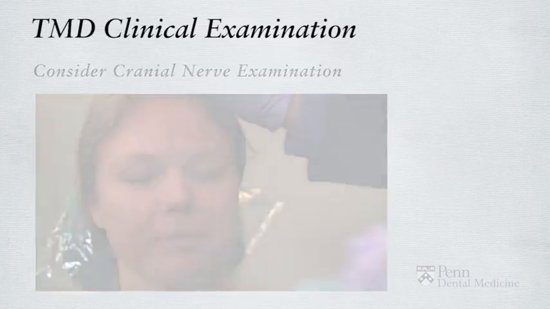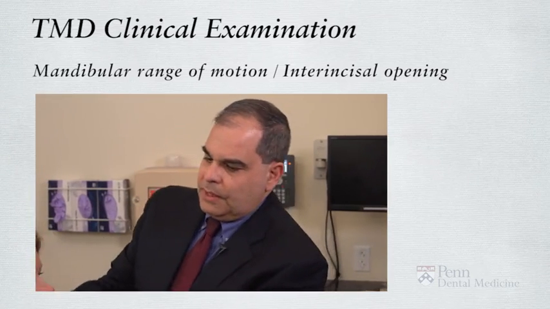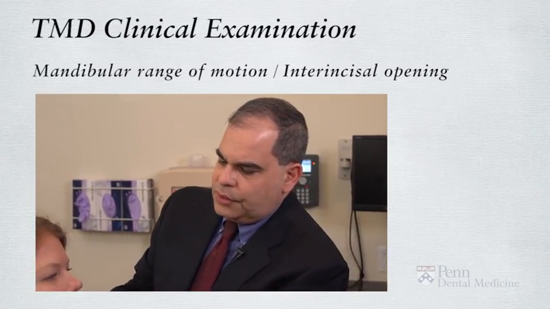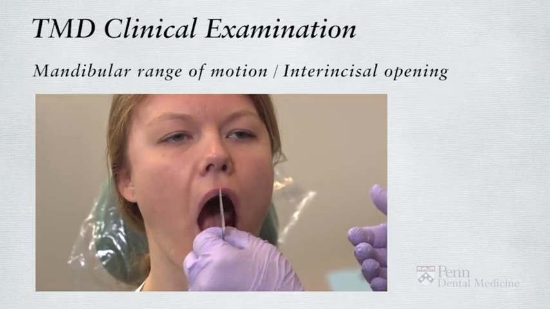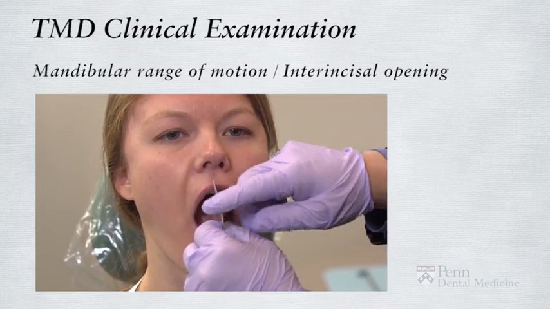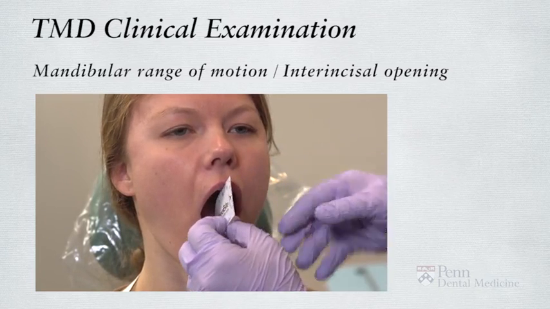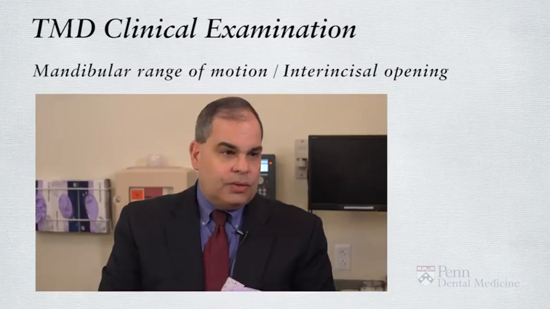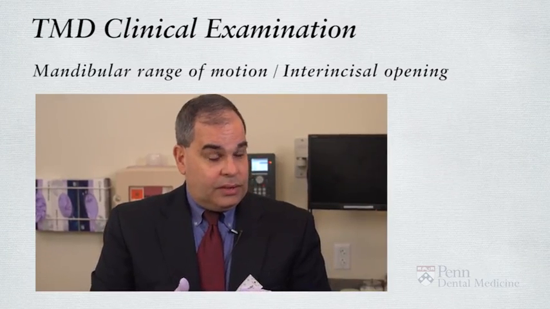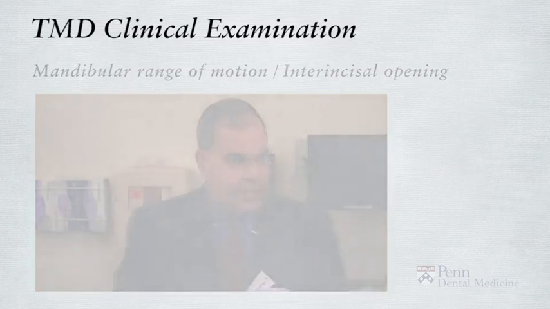Measurement of interincisal opening is completed to evaluate the patient's ability to open their jaw. A measuring device with a millimeter scale placed between the maxillary central incisors and mandibular central incisors with the patient in the open position is typically how this measurement is obtained. Normal range of opening is approximately 35 to 55 millimeters in adults, but this may vary due to many factors. Clinicians should note presence, location, and severity of pain with jaw opening and closing.